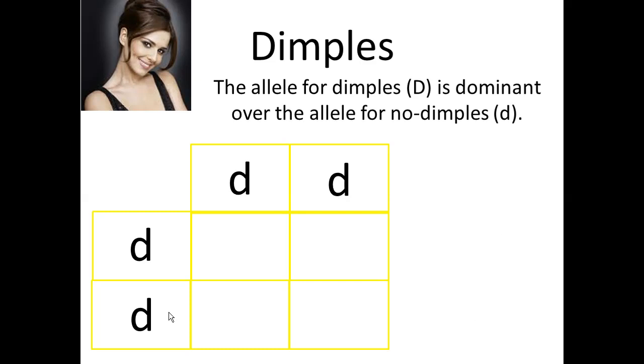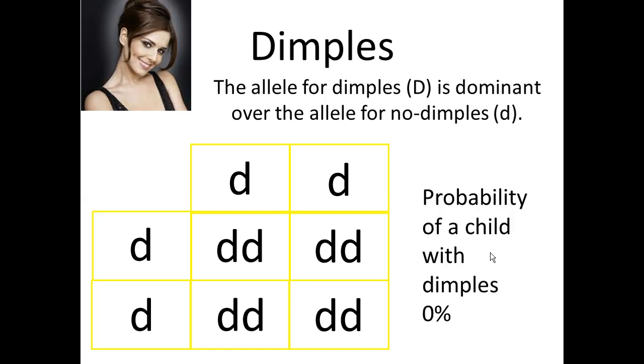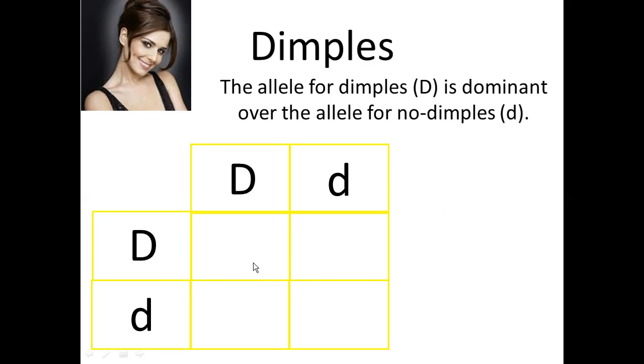So the probability of a child between these two parents having dimples is 100%. Instead, if you observe two parents without dimples, with both recessive alleles, the chance to have a child with dimples in this case would be 0%, because as you can see, in all the squares you always have two recessive alleles.